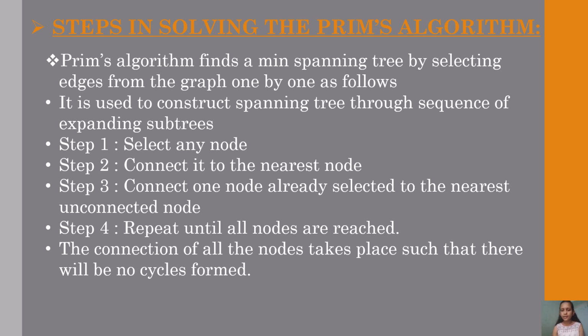Prim's algorithm finds a minimum spanning tree by selecting the edges from a graph one by one through a sequence of expanding subtrees. Step one is to select any node and step two is to connect it to the nearest node. If two or more nodes are equally far away, choose any one at random. Either we can follow alphabetical order or a numeric pattern. Step three is to connect the node already selected to the nearest unconnected node. Step four is to repeat until all the nodes are reached. The connection of all the nodes takes place such that no cycles are formed.